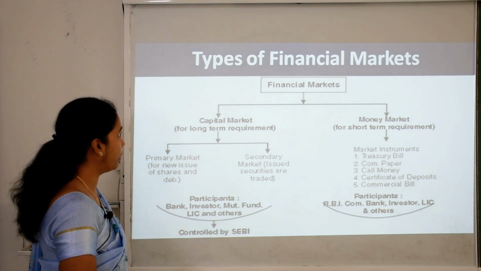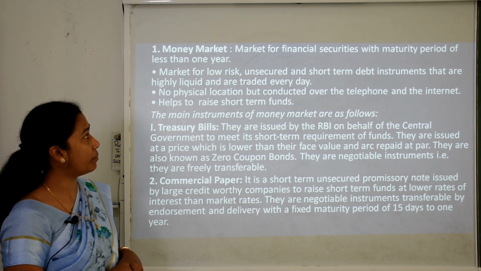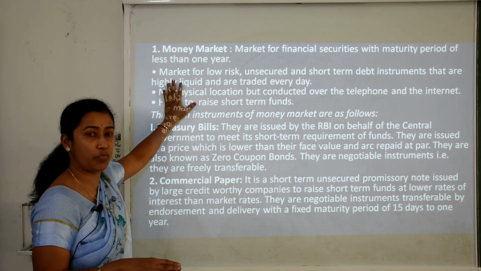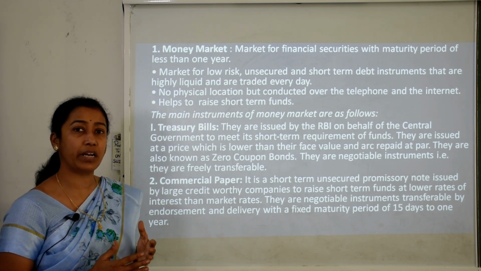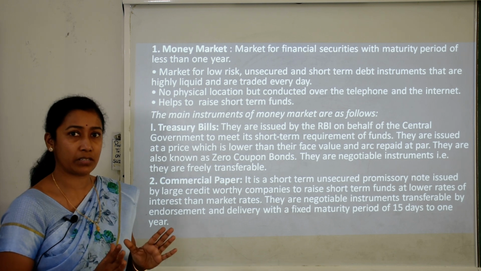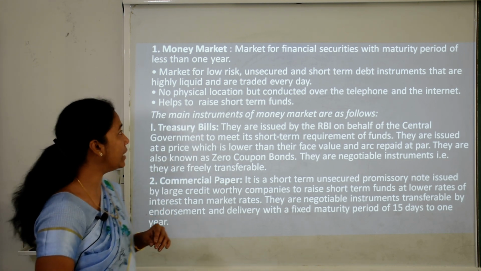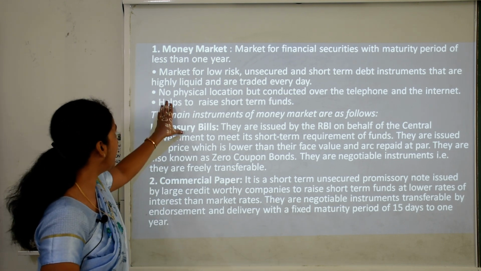Now we will do this one by one. First, starting with money market. Money market is a market for financial securities with a maturity period of less than 1 year. That means this kind of money market is a market for low risk, where there is less risk, and unsecured and short term debt instruments that are highly liquid and are traded every day.